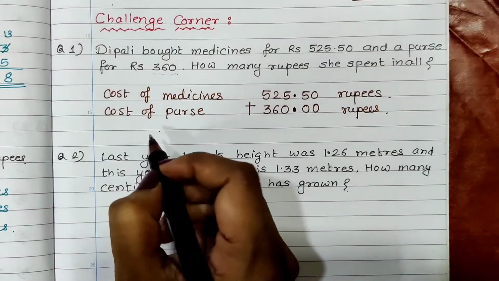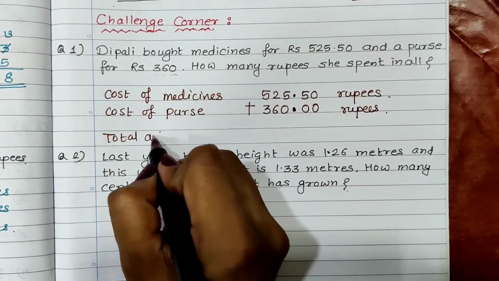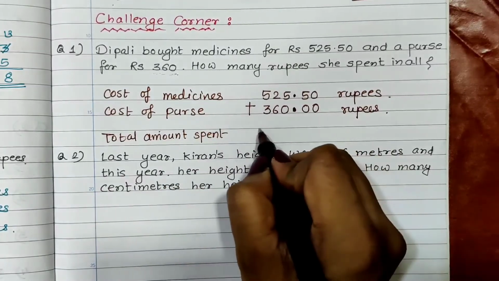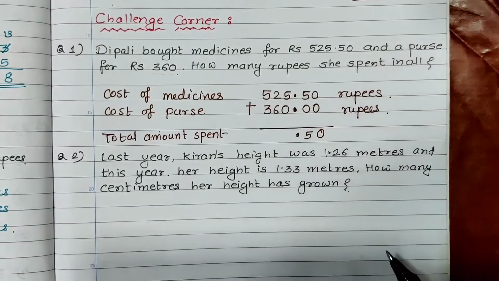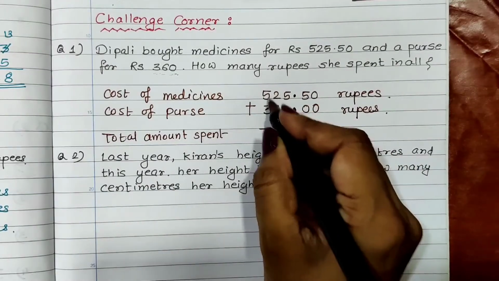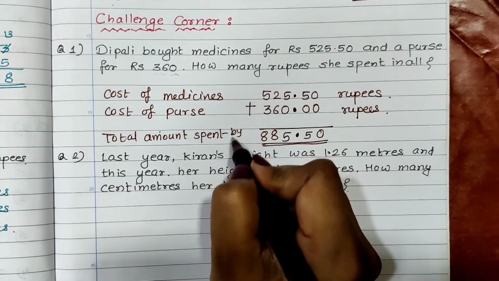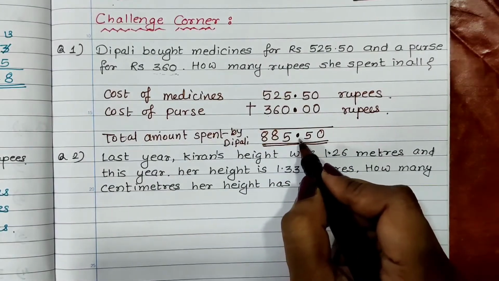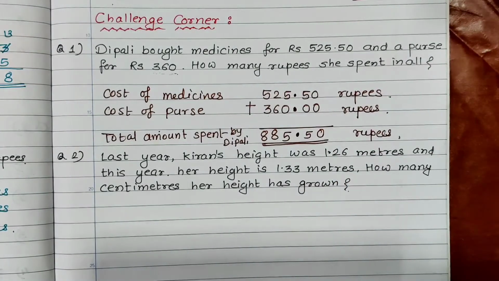Now write the total amount spent. Do the total: 0 plus 0, 0; 5 plus 0, 5; then point below point; 5 plus 0, 5; 2 plus 6, 8; and 5 plus 3, 8. So total amount spent by Deepali is rupees 885.50. In this way we have to complete this question number 1.